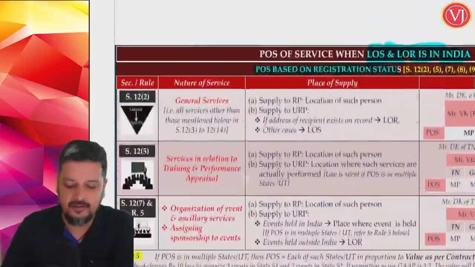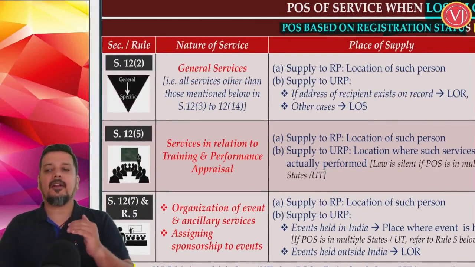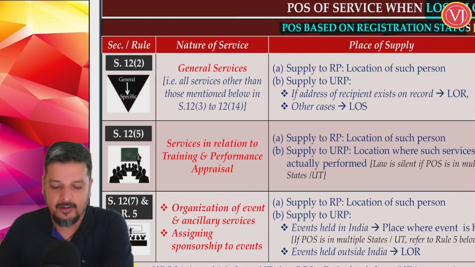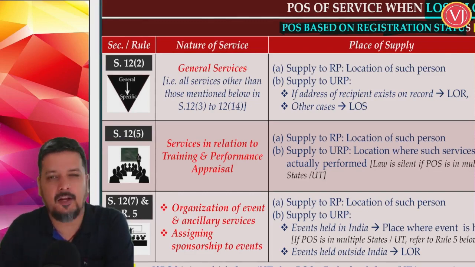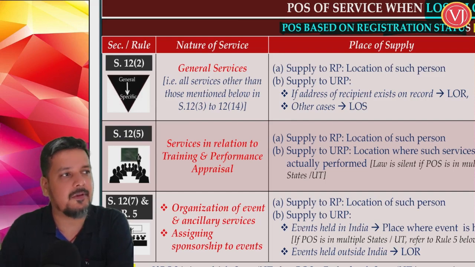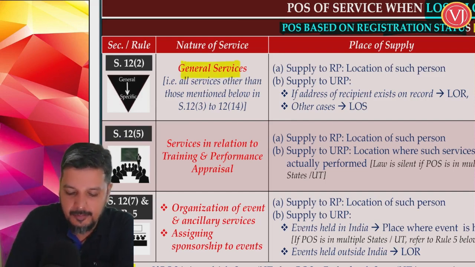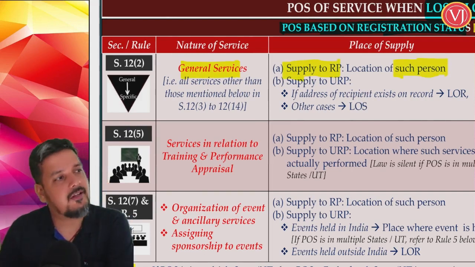Now, when you talk about place of supply where the answer is based on registration status of the recipient, there is a general case. If a particular service is not covered anywhere, you will come here. If it is covered in special cases, you will not come here. So, general case, what is the answer? If your customer is registered, I'll call it B2B. I'll not write it as supply to registered person. If it is a B2B transaction, location of such registered person.